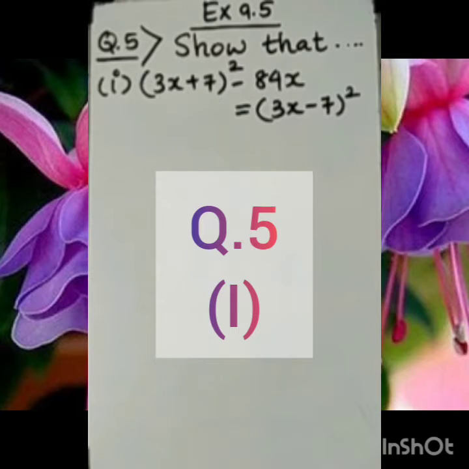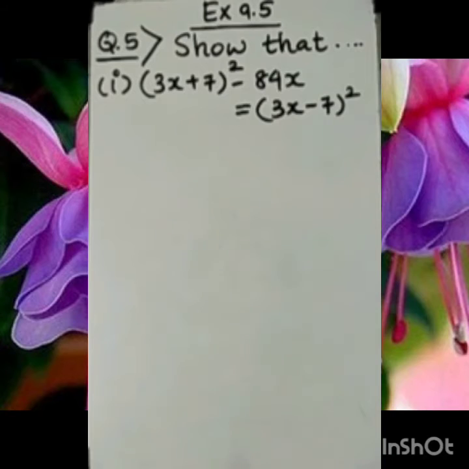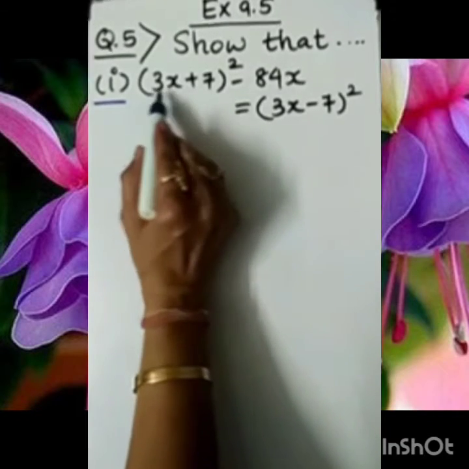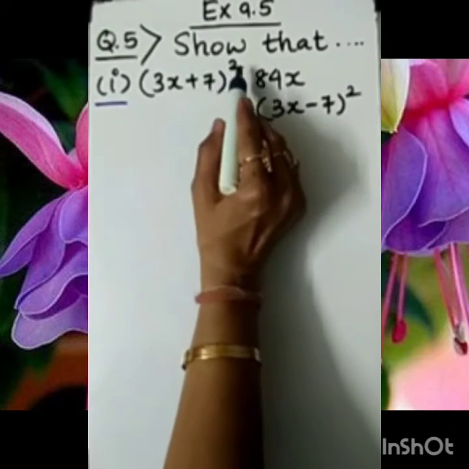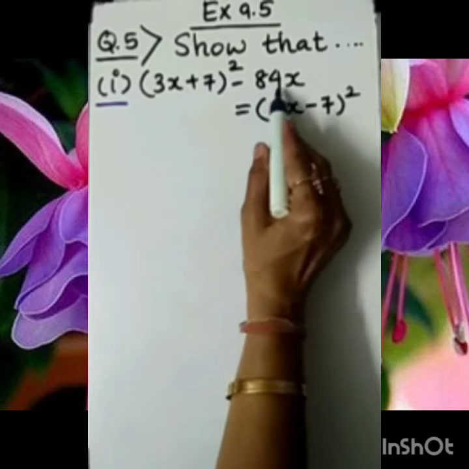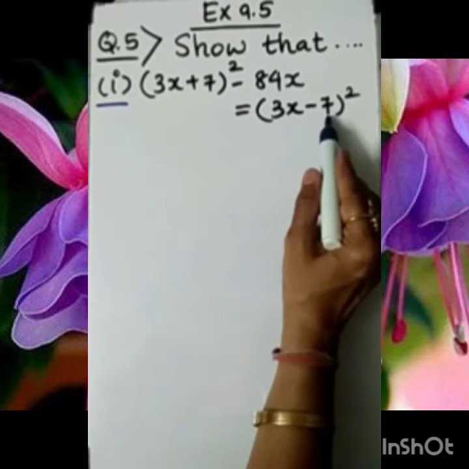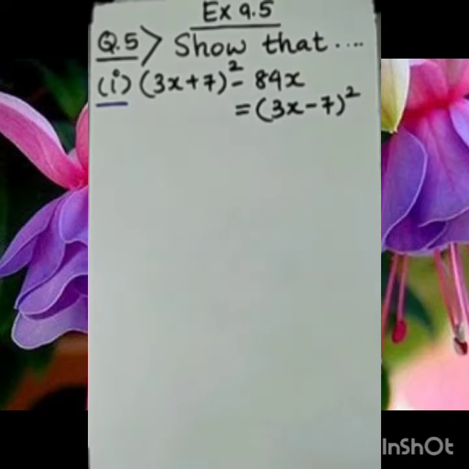Okay, so my dear student, exercise 9.5, question number 5, which is quite important for the exam. Show that... what we have to show in the question? First, we are given (3x + 7) whole square minus 84x, which is equal to (3x − 7) whole square. Fine. This is the question.